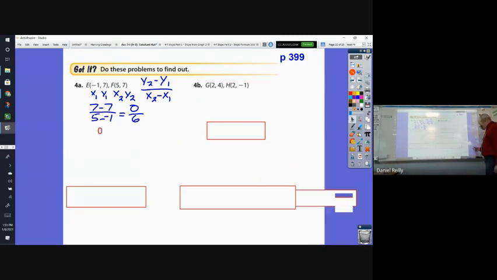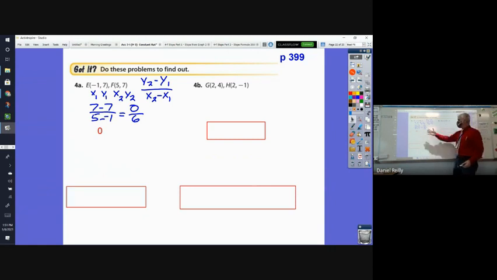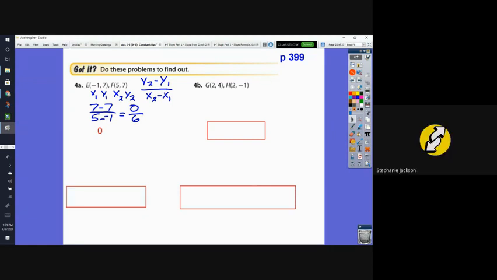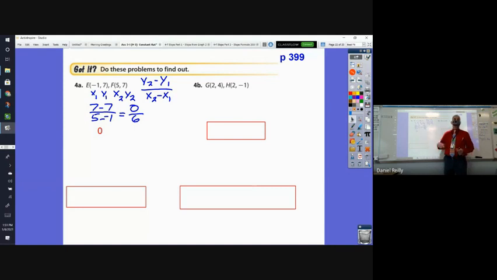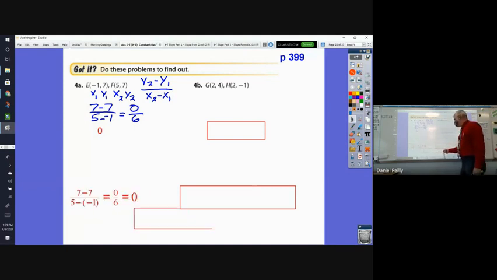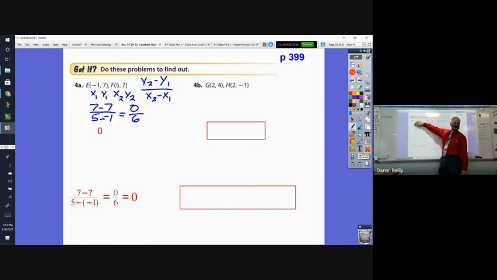This slope is 0. What kind of line is this if I graph it? Horizontal. It's a horizontal line. All right. This one. Now, how could you tell just looking at this that the slope was going to be 0? The y coordinates are the same. That means it's a horizontal line. You don't even have to do the math. You can just write 0, y coordinates equal.